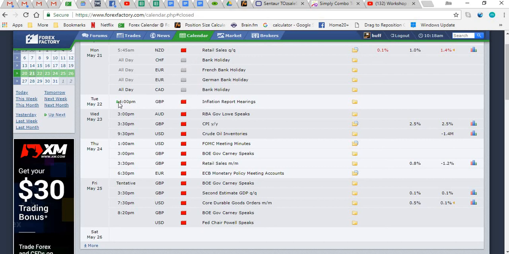Then you look at tomorrow, it gives you a little green icon, what's coming up next for me, which is the pound inflation report hearings. It's high impact, and you can just run through it. It's really not that much, retail sales. These things come out all the time though. A lot of talking heads, just minutes and speeches, people speaking.